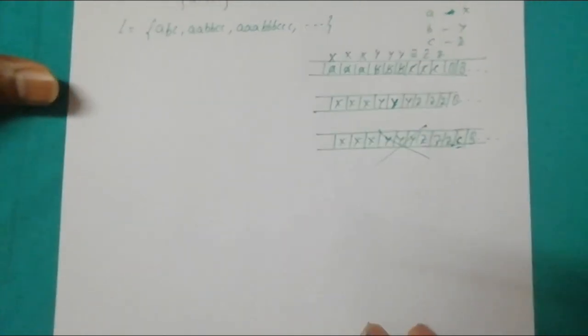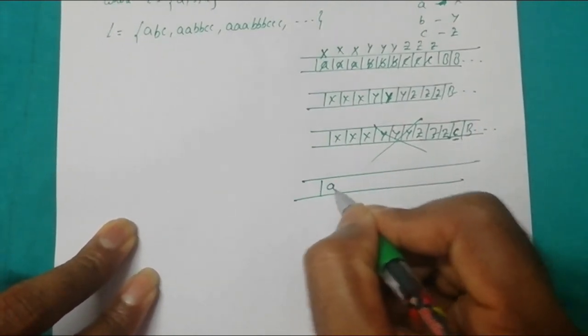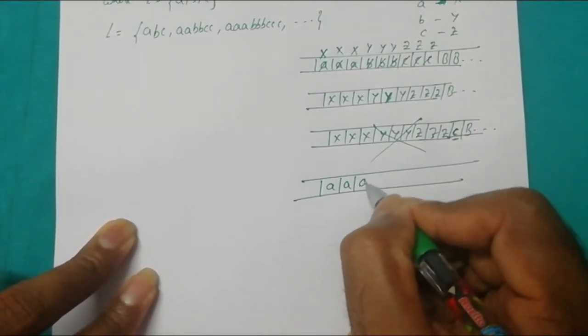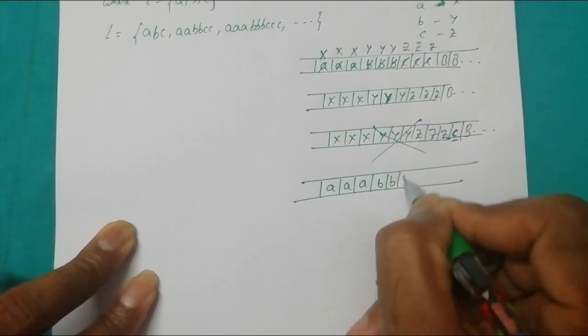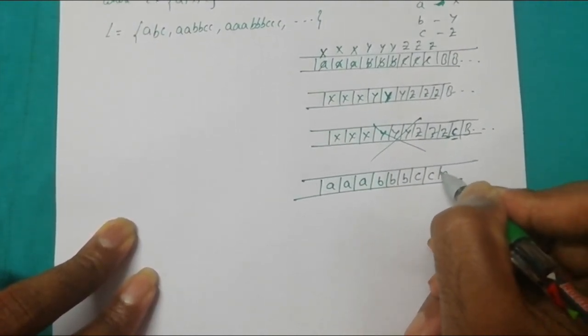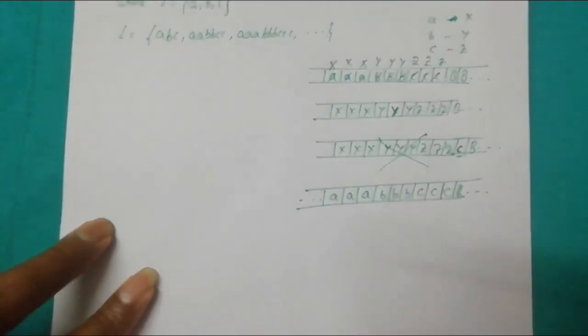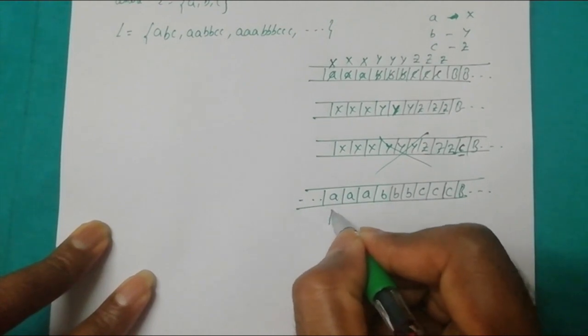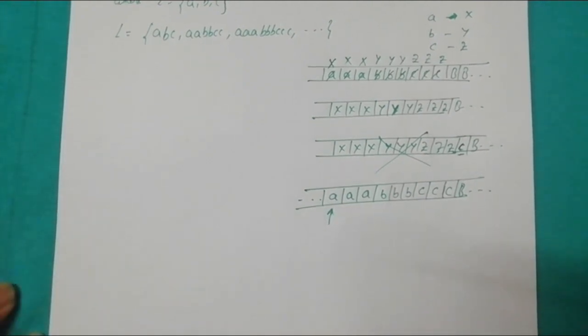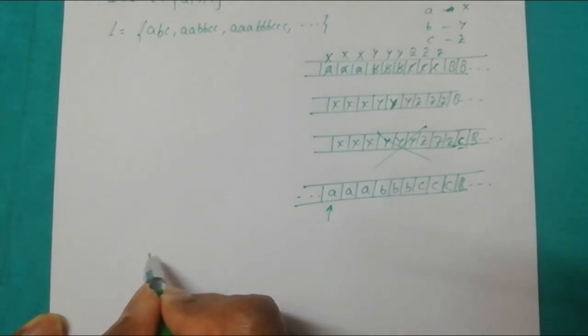Now let us consider a new string. Input string a, b, b, b, and finally c, c, c, followed by blank symbols. Initially the read-write head points at the first input character. We assume that the initial state is q0.